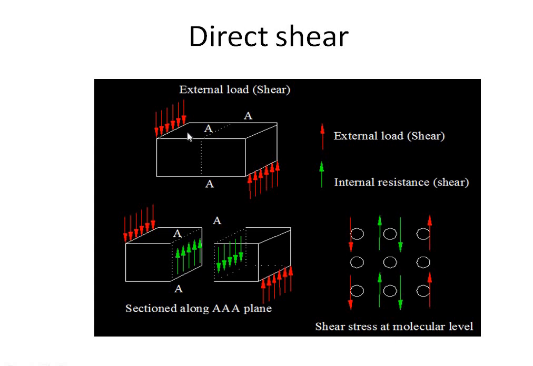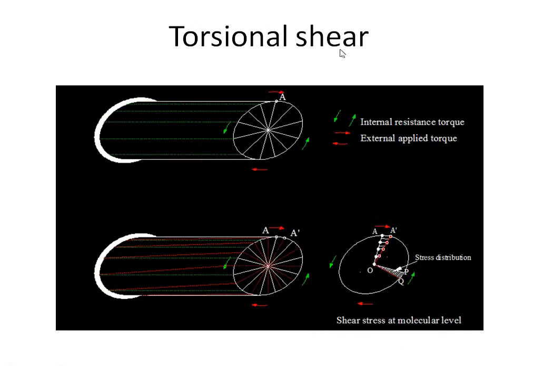So shear stress. This internal resistance developed per unit area, we call it shear stress. So the only difference is in normal stresses, the force acts normally, and in shear stresses, the force acts tangentially. Now coming to the torsional shear.